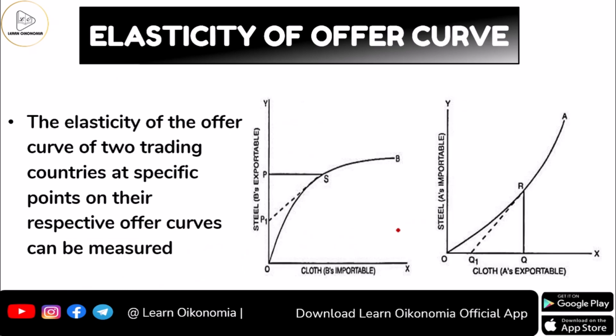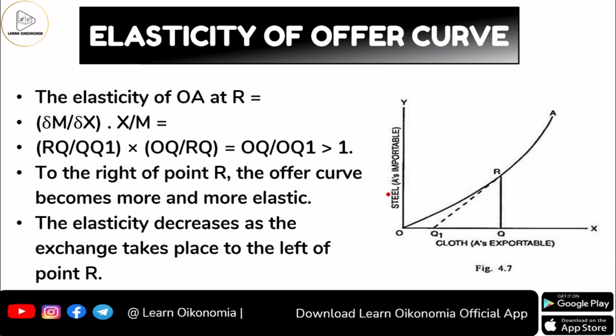Okay. Now, the elasticity of offer curve of two trading nations can be considered at specific points of their respective offer curves. So that is why I have given you the offer curves of both A and B here. You could see the differences in the appearance of both of these, and now we are going to see the elasticity of offer curve of both A and B.